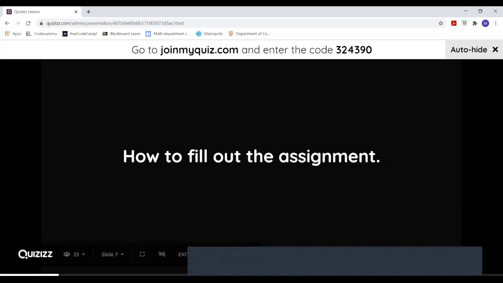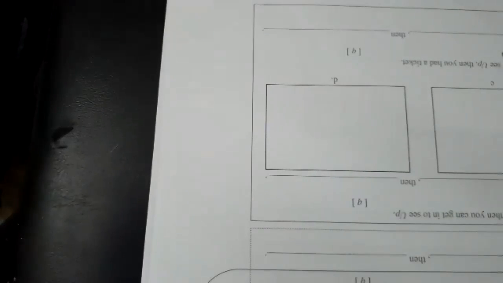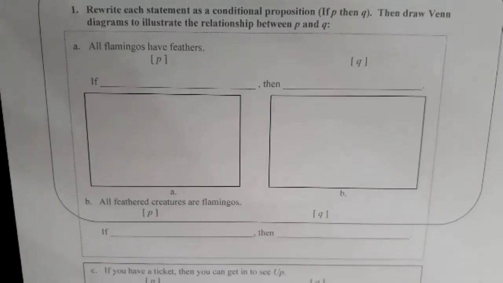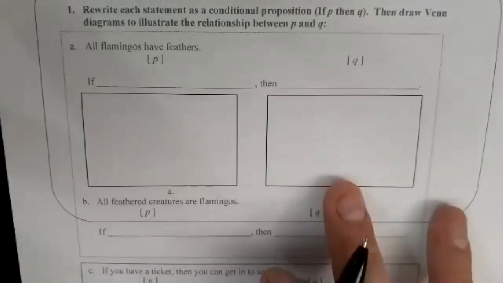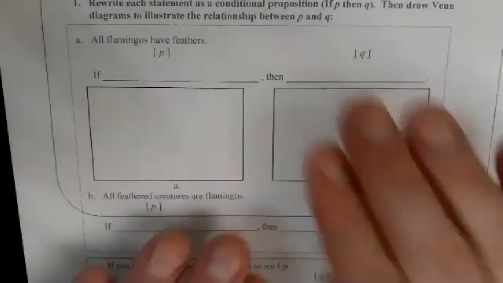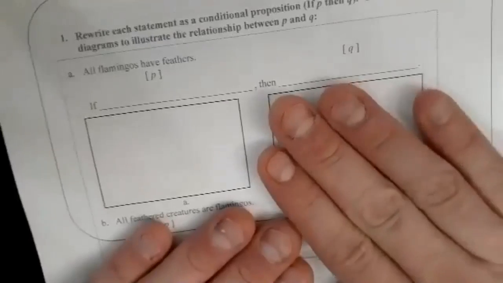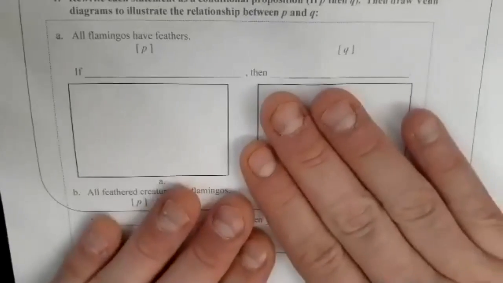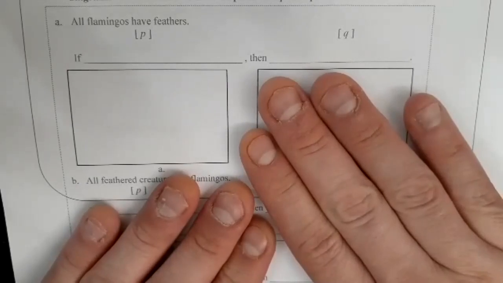So I want to stop this right quick, and I want to flip on over to the worksheet. Is that better? That's better. So how to fill this thing out. This is a little bit weird. This is part A. So if it is a flamingo, then it has feathers.